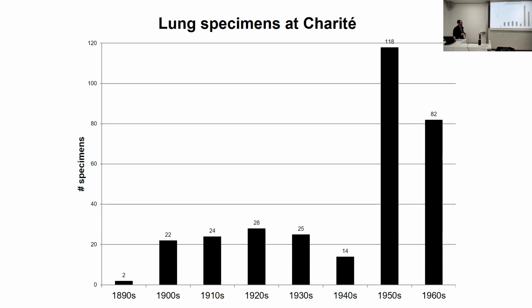In the case of the Charité collection, it's a collection based in Berlin. And of course, although it was huge when the Second World War started, the Second World War resulted in the destruction of 95% of the collection. So we have a distribution of the lung specimens which is very much skewed towards the 50s and the 60s. But we still have, like, grosso modo, 100 specimens pre-World War II for lung.